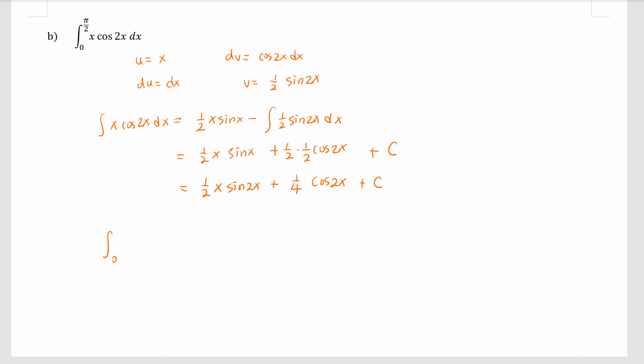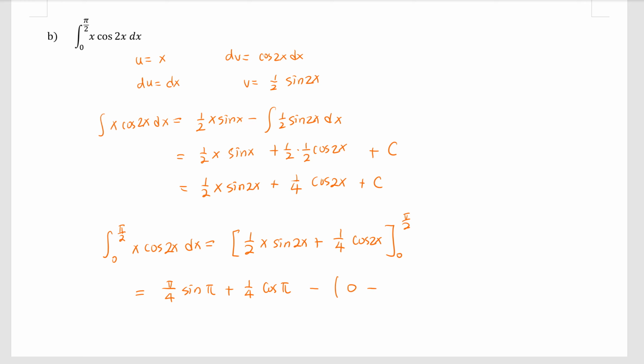Finally, our definite integral equals that function evaluated from 0 to pi over 2. So that means we plug in pi over 2 first. So we get pi over 2 times 2, 4. Sine of 2 times pi over 2, that's pi. And then plus 1/4 cosine of pi, minus, when we plug in 0, oh, the first thing is 0.